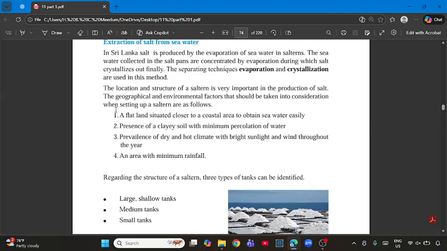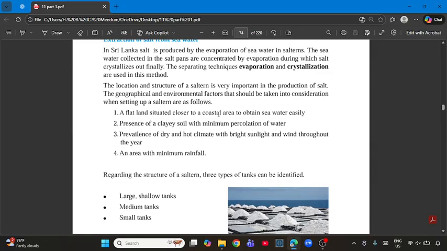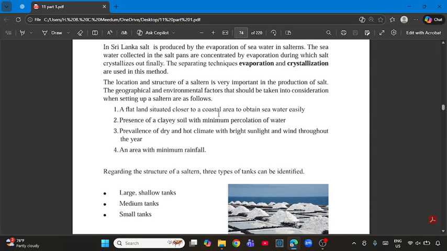The first one is a flat land situated closer to a coastal area to obtain seawater easily. So the land should be flat, and it should be really near to the coastal area. That is the first one. The second one, presence of a clay soil with minimum percolation of water. So the type of soil should be clay in order to limit the penetration of seawater through it.